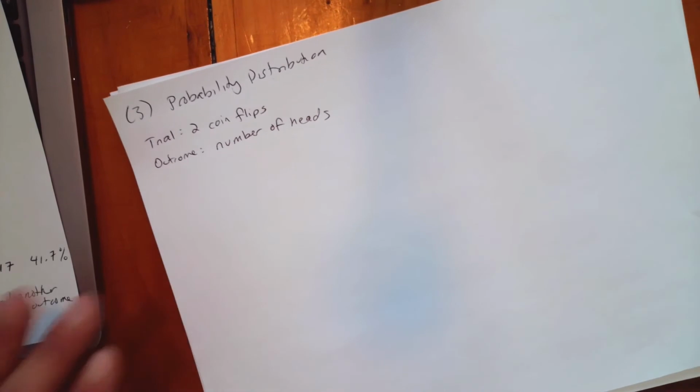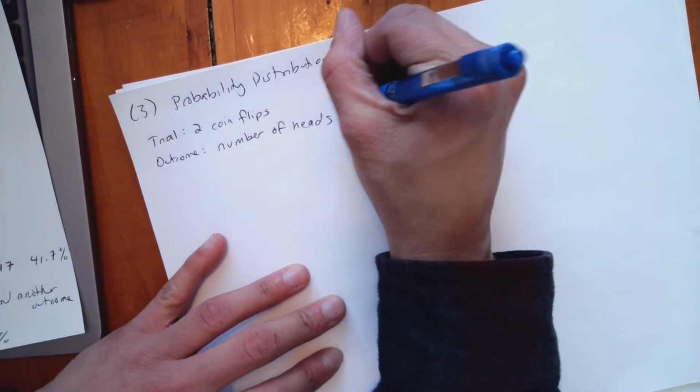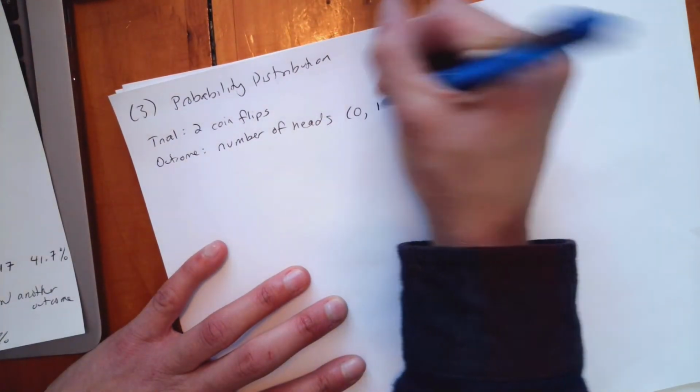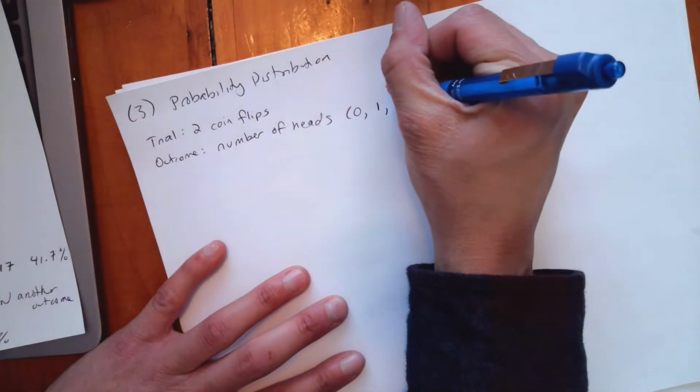So what are the possibilities when we flip 2 coins? Well, both of them can come up as tails, in which case we have 0 heads. One of them can come up as heads, in which case we have 1 head. Or both of them can come up as heads, in which case we have 2 heads.